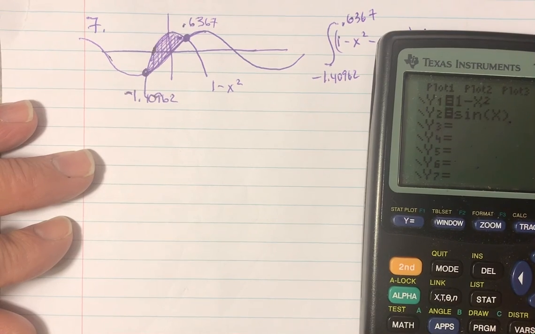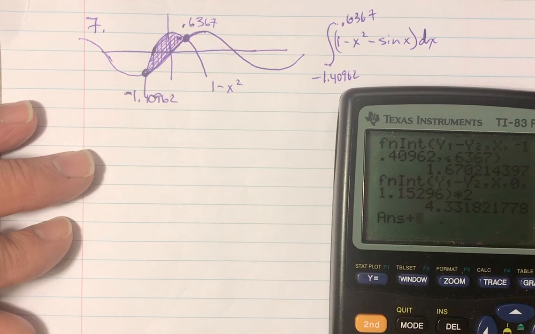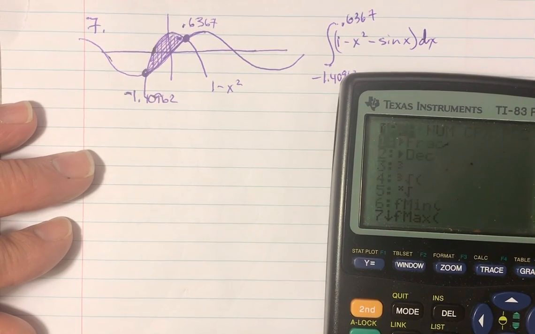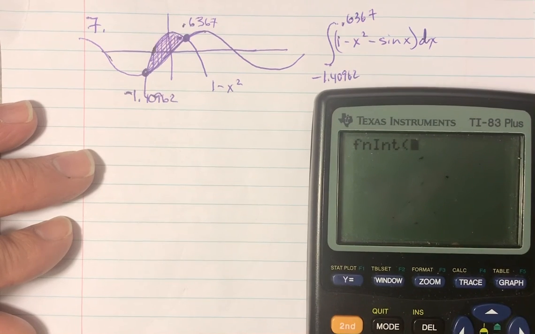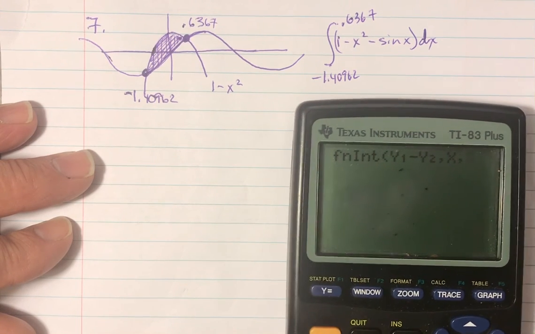And the nice thing about this is when I've set this up, I know that y1 is my upper function and y2 is my lower function. So I don't have to type these in again. I'm just going to use math 9, so fnInt. Then I have my upper function, which is y1, minus y2, and then comma x, and then I just put in my limits of integration.